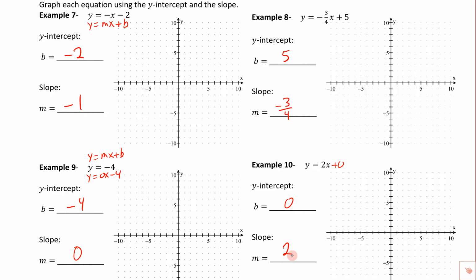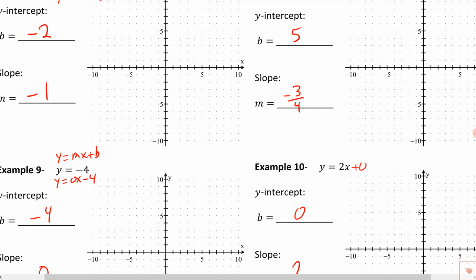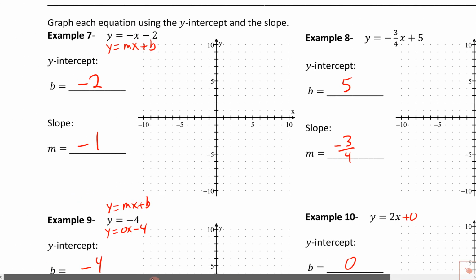Okay. So now we're going to go back to example 7, to the first one here, and let's go ahead and graph that. So we take the y-intercept and let's plot that point. And I'm going to make this a little bit bigger just so we can see a little closer up as to what's going on here.